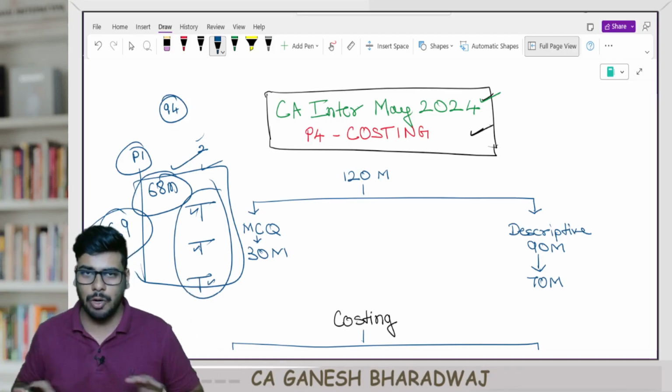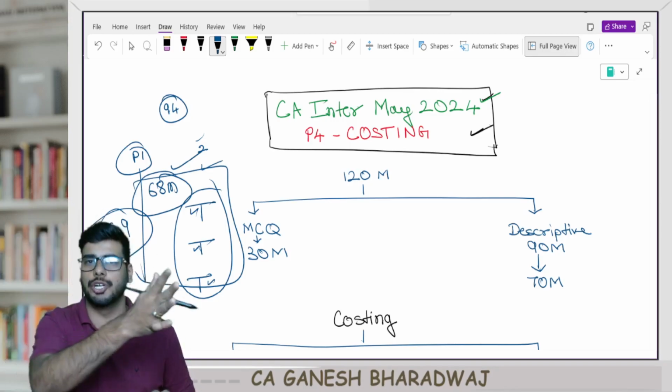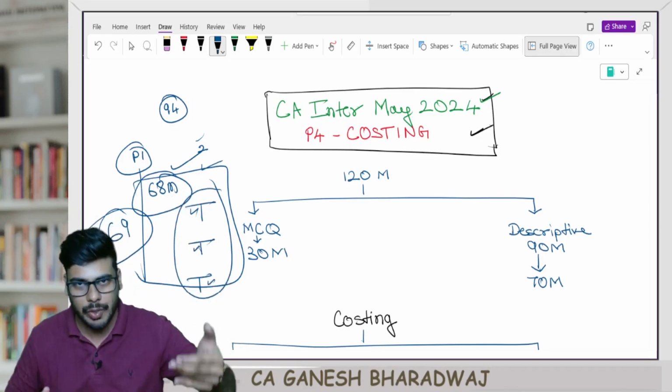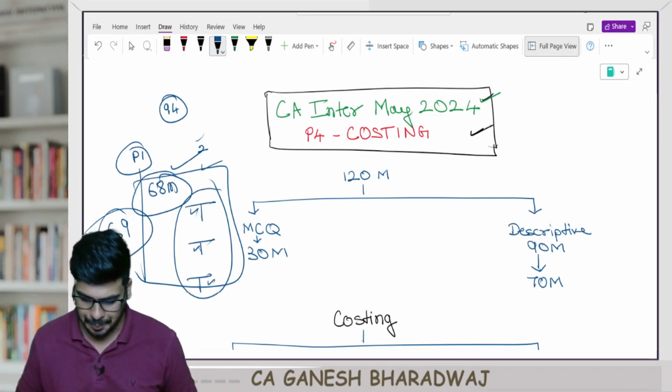When you are preparing, don't prepare it in this particular sequence. I've told you in our classroom lectures, I've told you the way to prepare. You follow the same sequence. This is only for the purpose of revision.